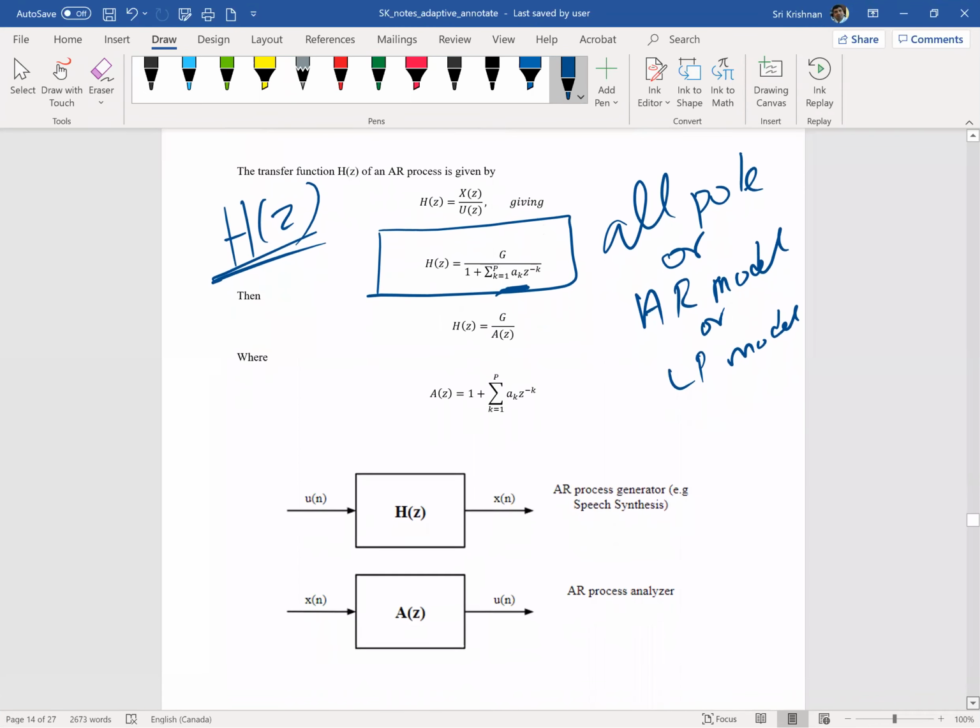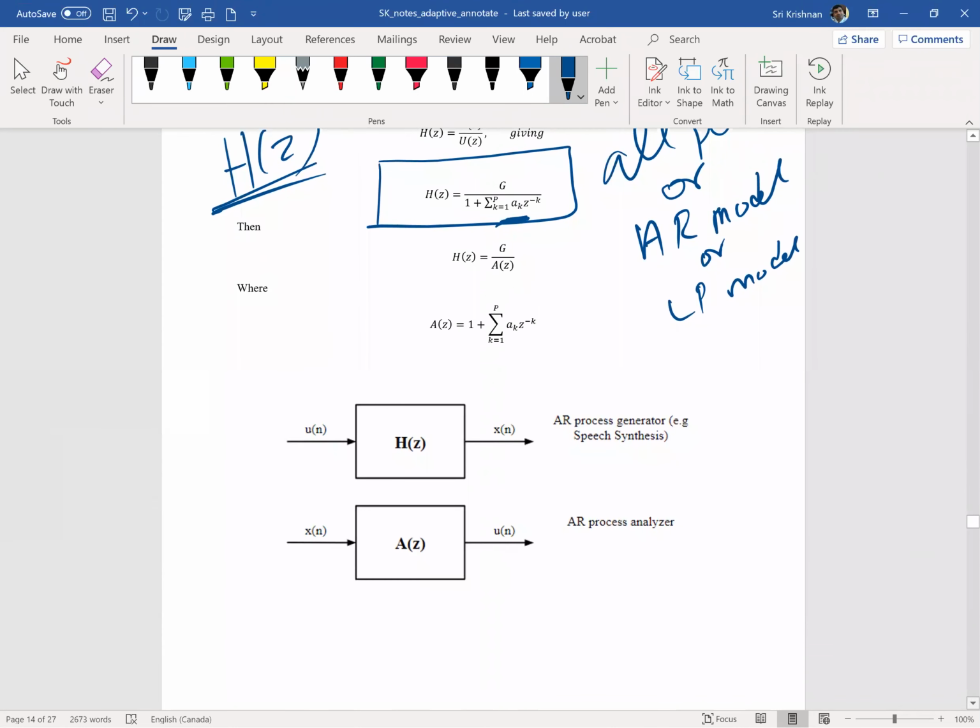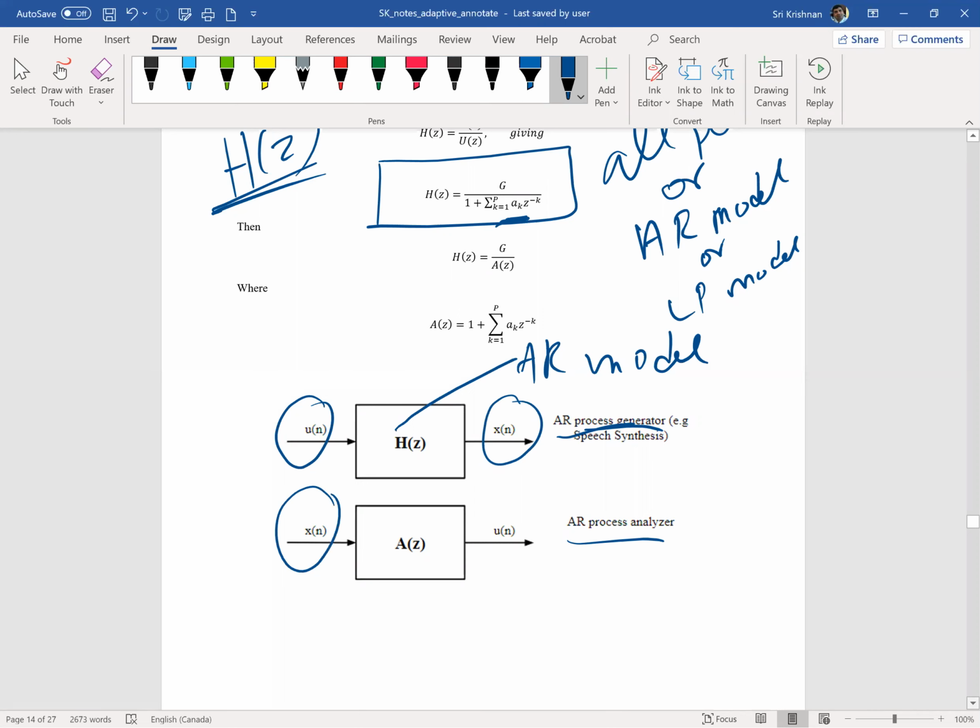Later we will come and see that what we designed so far is essentially, given a hypothetical input UN, we were getting XN, and this is what we determine as the AR model. And as the name suggests, this is an AR model generator. We could also have the reverse process. It's called the AR process analyzer, which is nothing but an inverse system. You are familiar with inverse systems from some of the previous examples we have seen. So what happens if you give your ECG or your signal XN as an input to this A of Z, which is nothing but the inverse system, which is nothing but 1 over H of Z? Now it has become an all zero system.